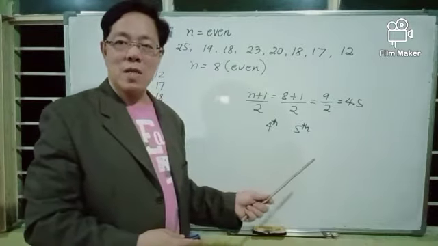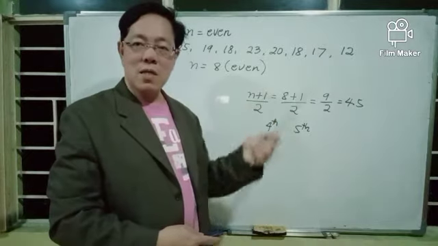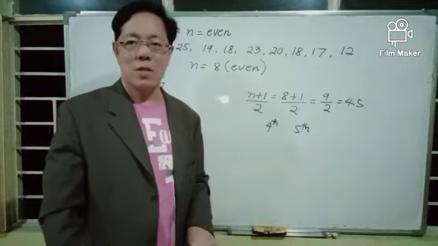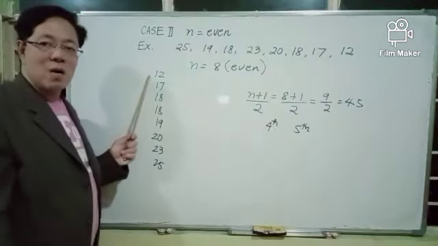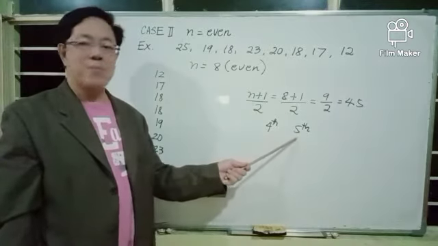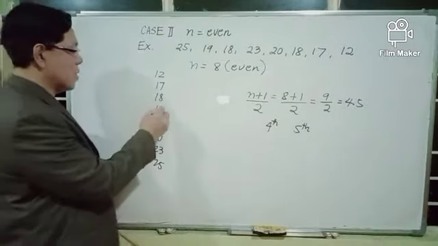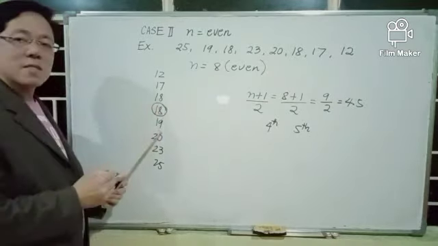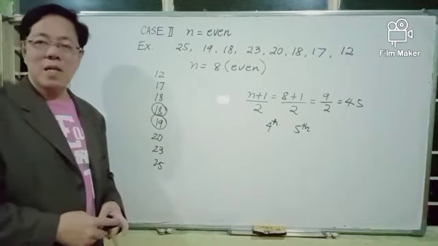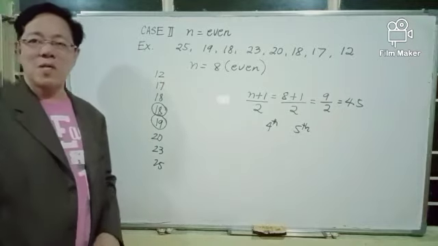The two middle scores now are the fourth score and the fifth score in the distribution of scores or observations arranged in ascending or descending order. Hence, from 12 we count 4. We locate the fourth and the fifth numbers. 1, 2, 3, 4. This is the fourth and this is the fifth. These are the two middle values or middle scores in the set of observations arranged in ascending order.